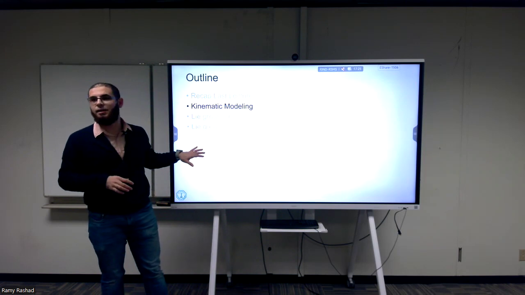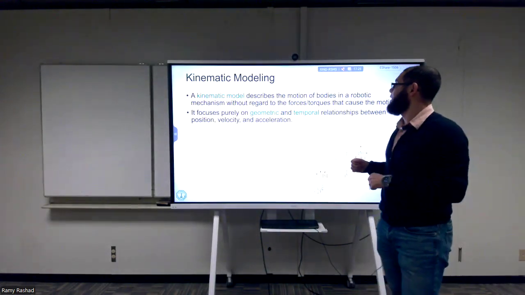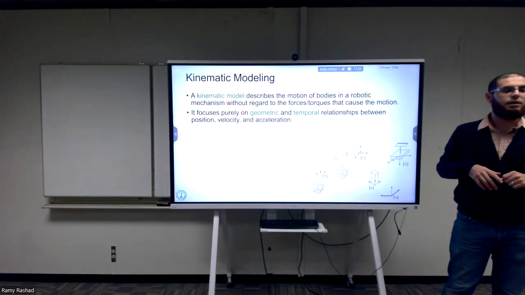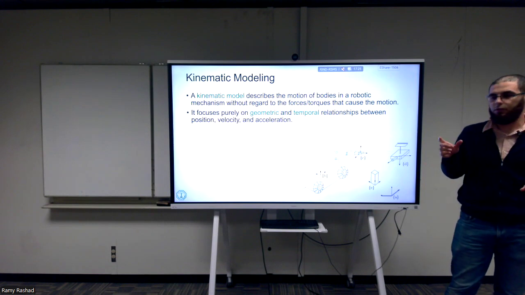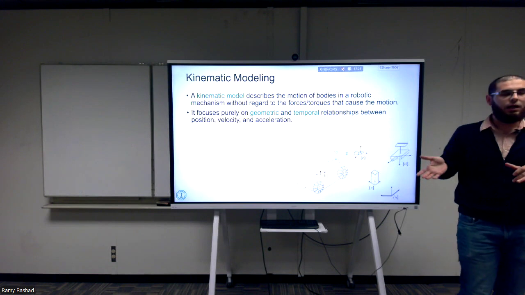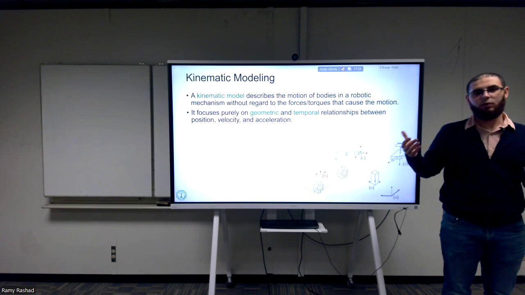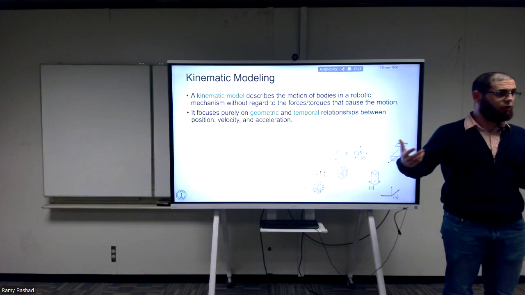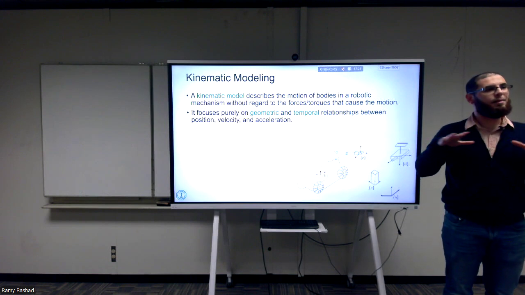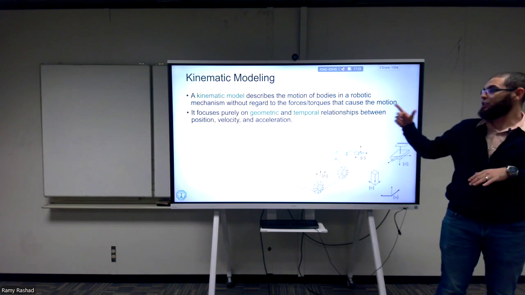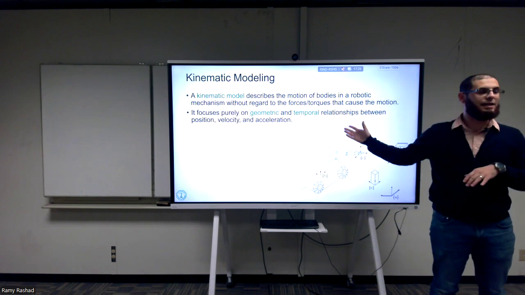Now, about kinematic modeling of a rigid body. The kinematic model represents the motion of bodies in a robotic mechanism without talking about forces and torques. So what do we mean by kinematics? The alternative to a kinematic model is what's known as a dynamic model. In a dynamic model, we look at what forces and torques are applied on the body to generate this motion. But for now, we only look at kinematic relations, which means the geometric and temporal relations between position, velocity, and acceleration.